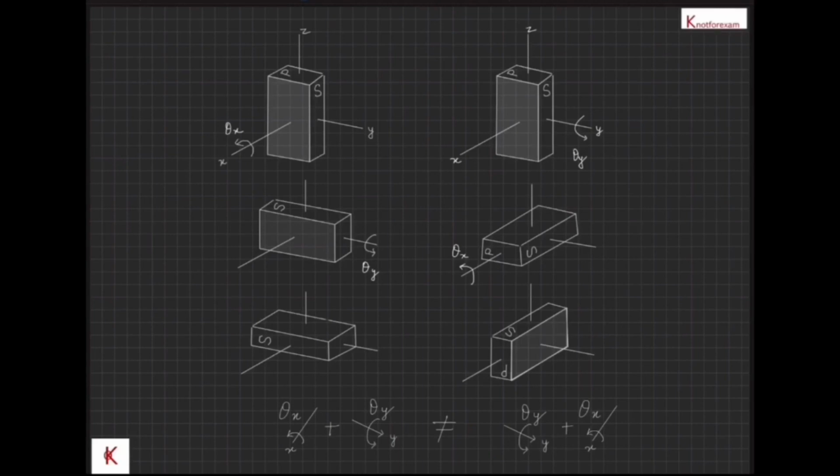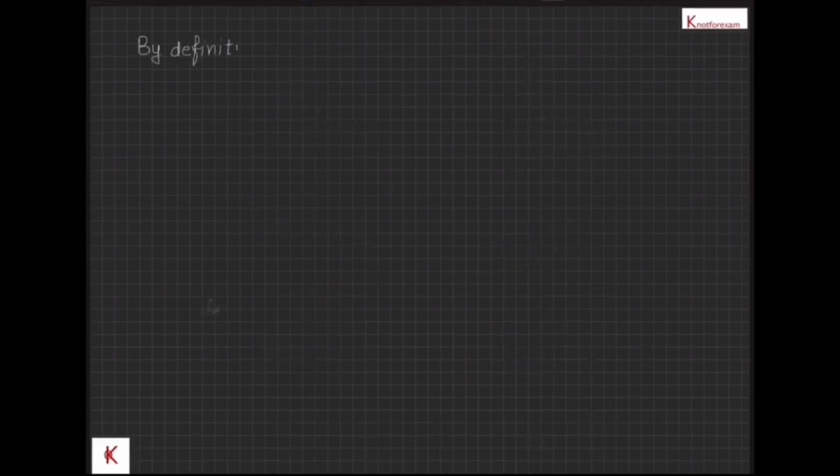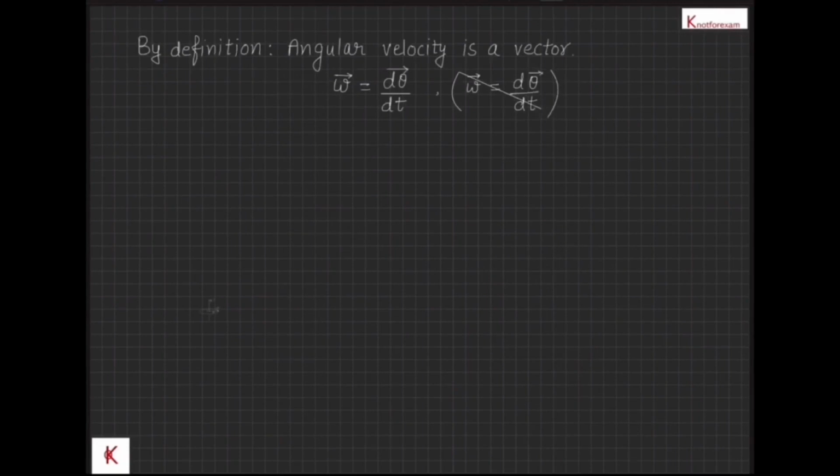It is observed that final orientations of both the cases are not the same, which verifies that addition of finite angular displacement is not commutative and it is not a vector. When the same procedure is repeated with differentially small angular displacements, then it is observed that addition is commutative, which verifies that d theta is a vector. Also, by definition, angular velocity, that is the rate of change of angular displacement, is a vector, and it is denoted as omega vector is equal to d theta whole vector by dt.